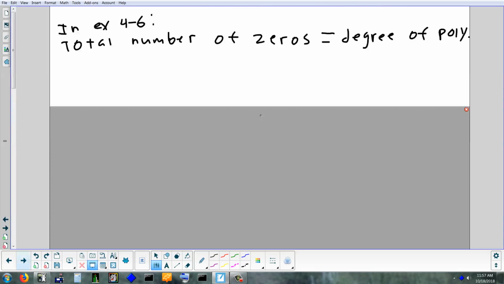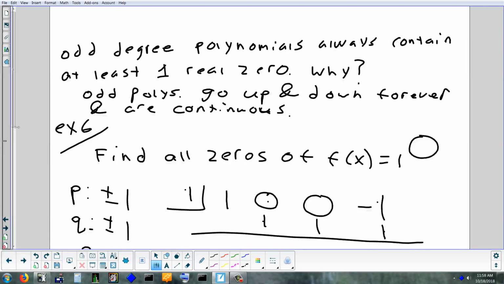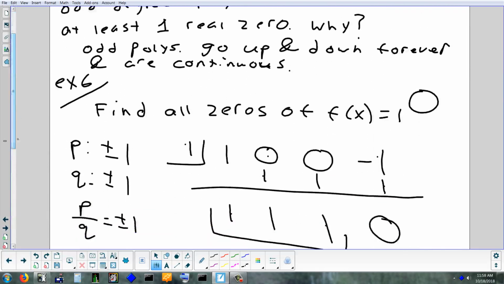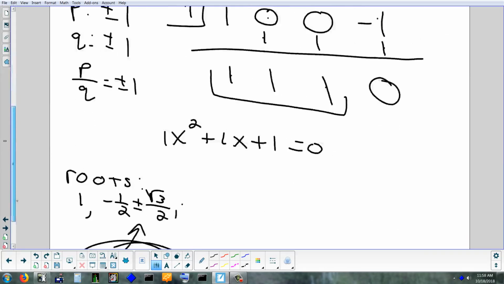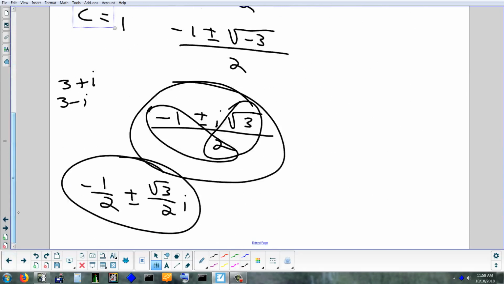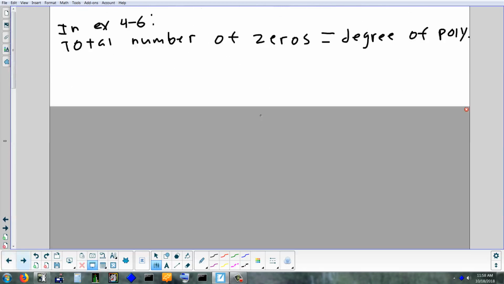So, in the problems we were just doing, this is actually what I was just saying. The total number of answers equals the highest exponent. Highest exponent, where was the problem? Wasn't it x cubed minus 1 right here? I don't know what happened there. I must have erased it. But the highest exponent was a 3, 3 answers. Highest exponent was a 2, 2 answers. That always happens. So the total number of answers equals the highest exponent.